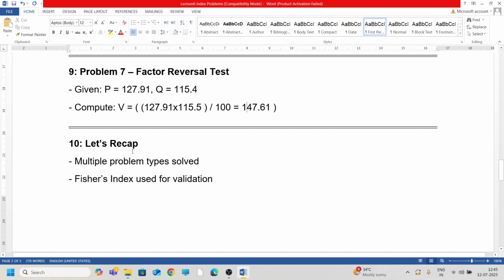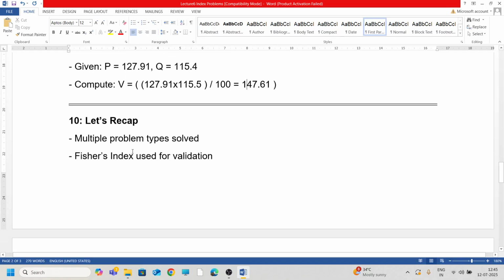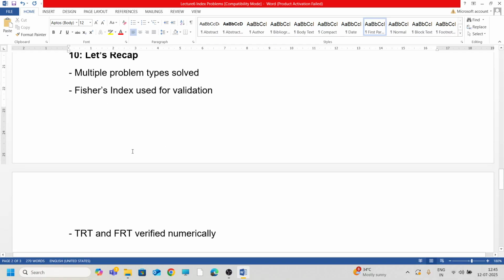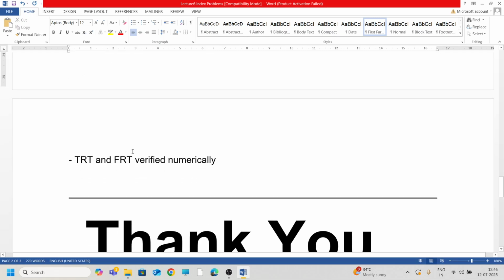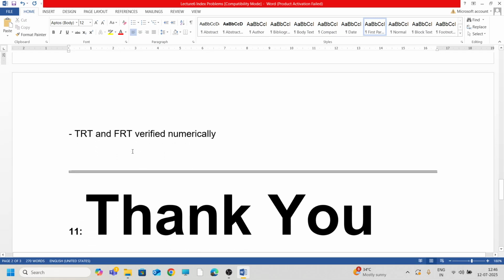So let's recap. To recap, we practiced a wide variety of problems including different index number methods and test validations. This will prepare you for both exams and real data interpretation. So multiple problem types solved, Fisher's index used for validation, TRT and FRT verified numerically.